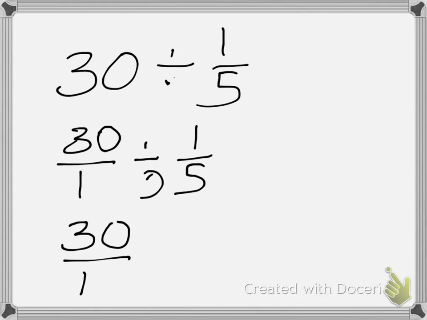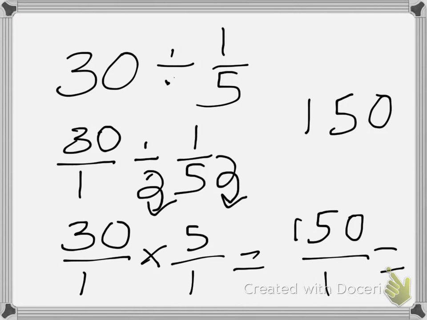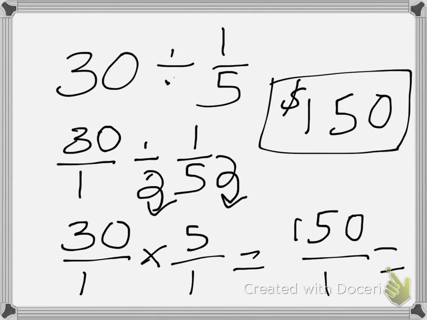Then we change this into multiply, and then if we change one thing, we change something else. We flip this to 5 over 1. Now we multiply numerator times numerator, 150. Denominator times denominator is 1. So it gives us a total amount of $150 in the cash box.